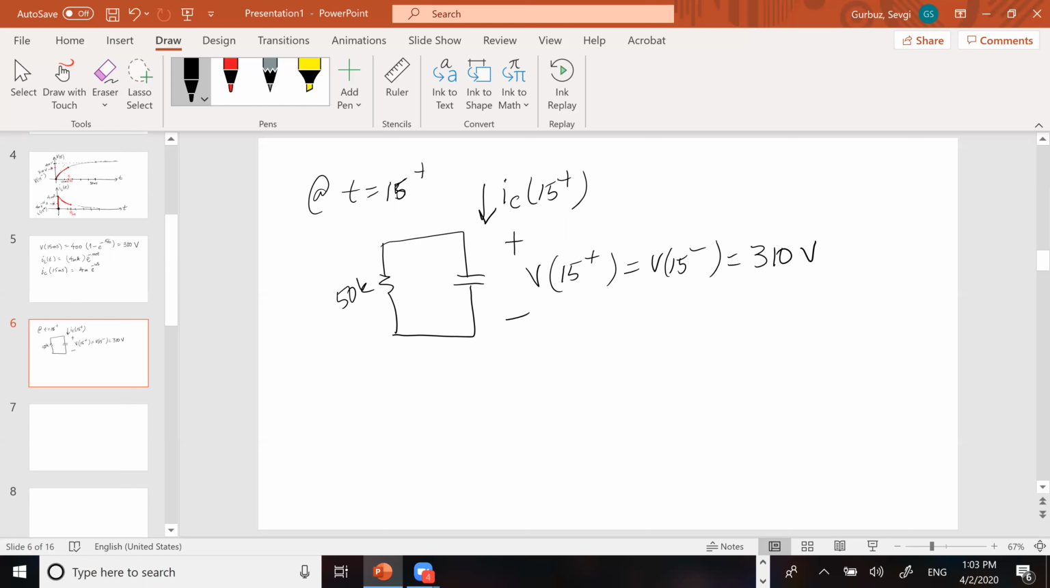So, using Ohm's law, we can find what this current is, the black arrow as I've drawn it. Note that the direction of this black current is reverse the direction that my IC has been defined. So I can just write IC of 15 plus as being minus 310 volts divided by 50K, whatever that might be. It looks like that's something which is around minus 6 milliamps. So I'm just going to approximate and go with it for the time being.